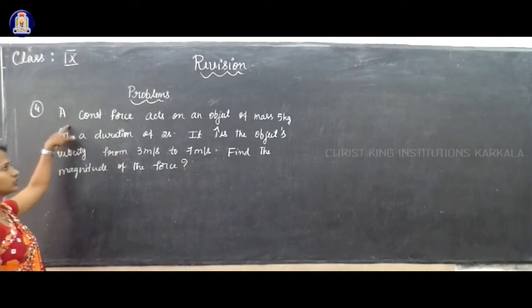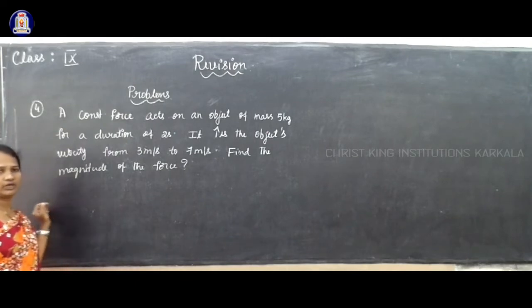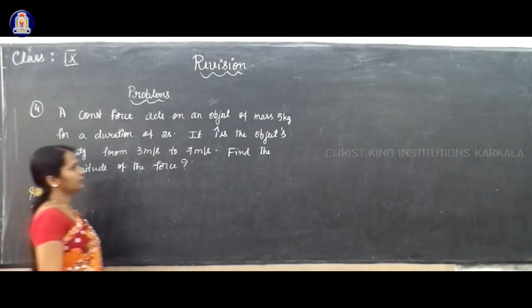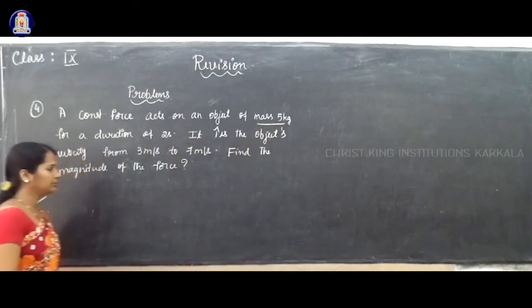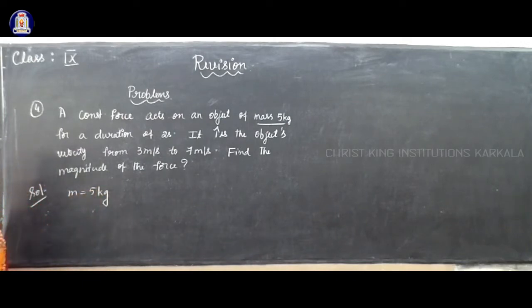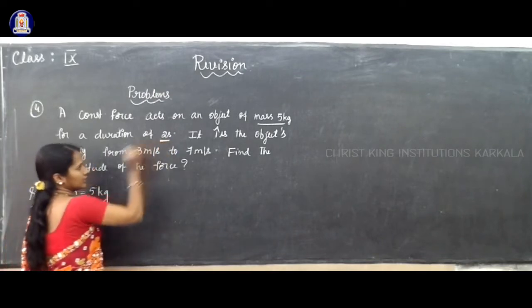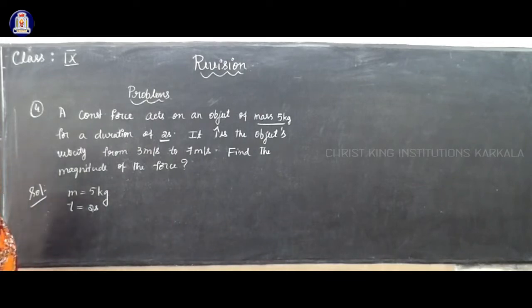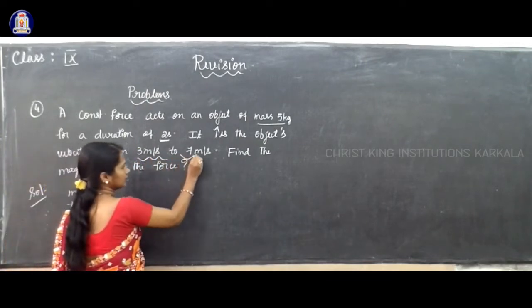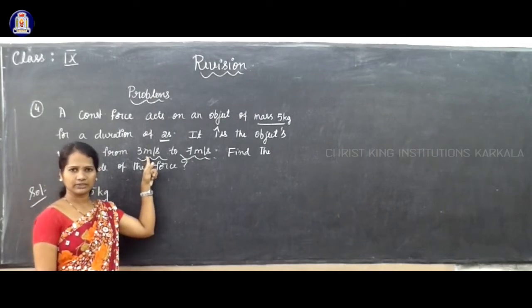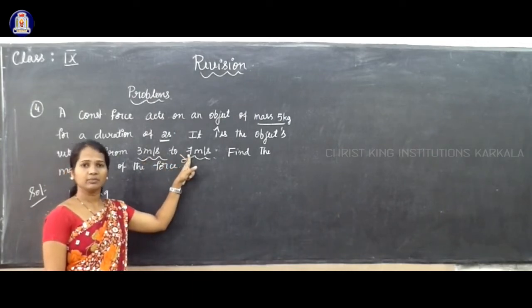A constant force acts on an object of mass 5 kg. Solution. What is given? Mass is given, 5 kg. So m equal to 5 kg for a duration of 2 seconds. 2 seconds is time, t is equal to 2 seconds. It increases the object's velocity from 3 meter per second to 7 meter per second. So initial velocity is 3 meter per second, final velocity is 7 meter per second.